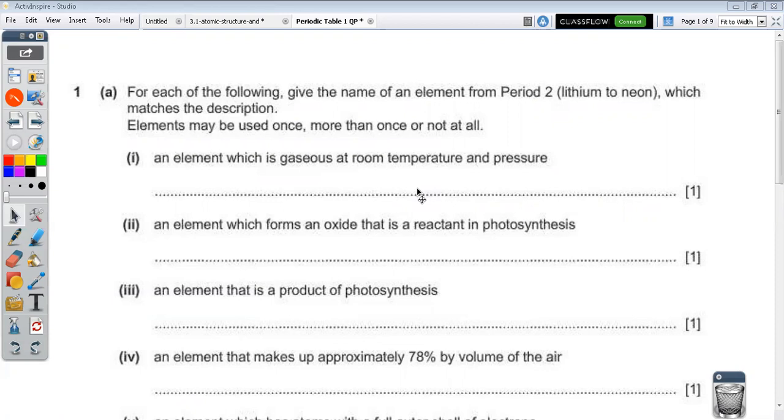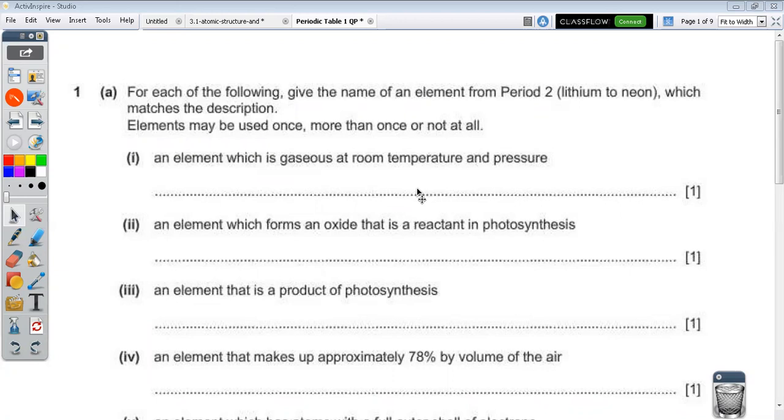We are continuing on the properties of periodicity as a topic. For each of the following, give the name of an element in period two. Period one is simply hydrogen and helium. Period is going across, so period two means two shells. That's why it's called period two. All of them have got two shells, starting from lithium to neon. Elements may be used once or more than once, or not at all.